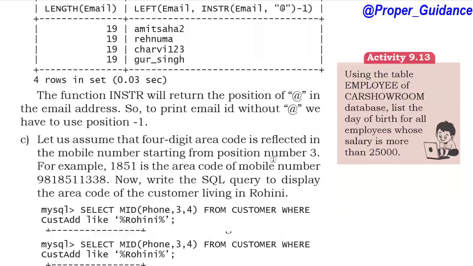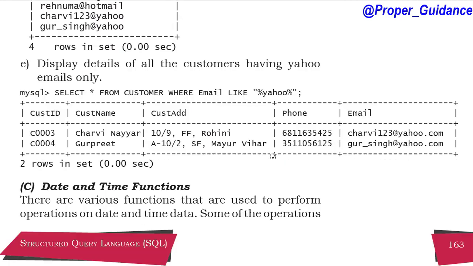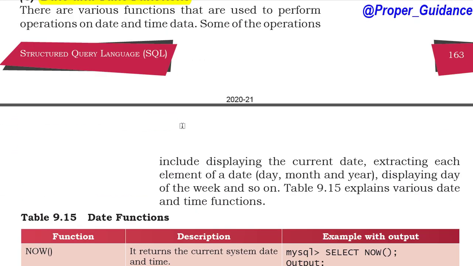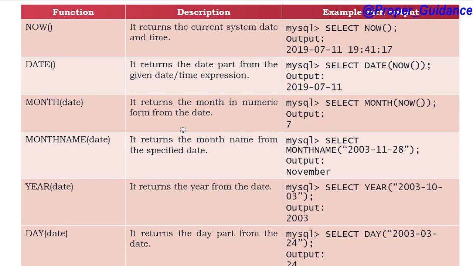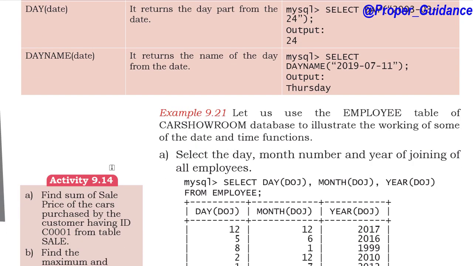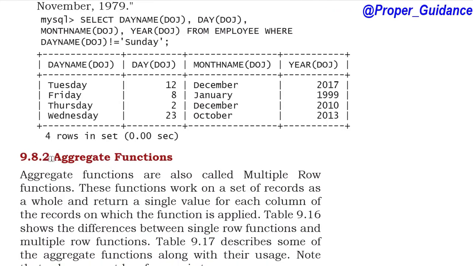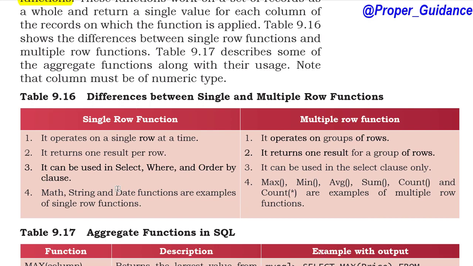Okay, so next we will do date and time functions. Here is also another chart. Date and time functions: now, date, month, year, day name, like this. Next, aggregate functions. As the name implies, multiple row functions will be here. And for the difference between single and multiple row functions, just go through this chart.